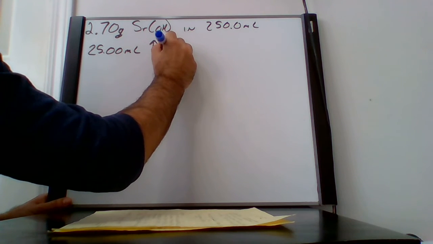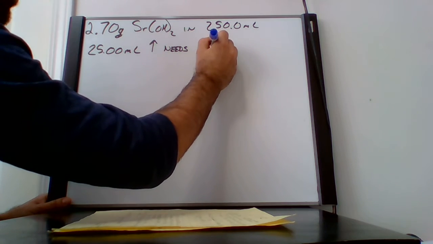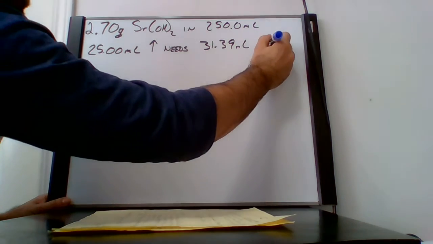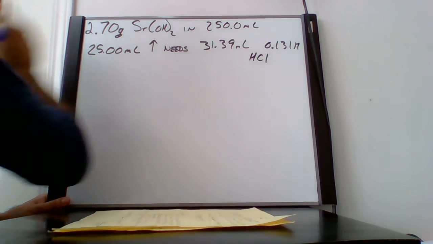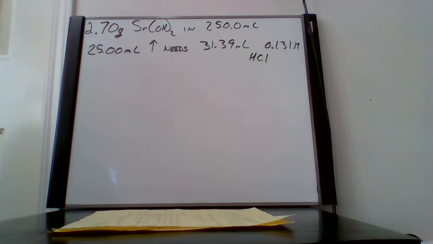It needs, what's the volume here? 31.39 milliliters of 0.131 molar hydrochloric acid. Okay, and we want to calculate the percent purity of this sample.